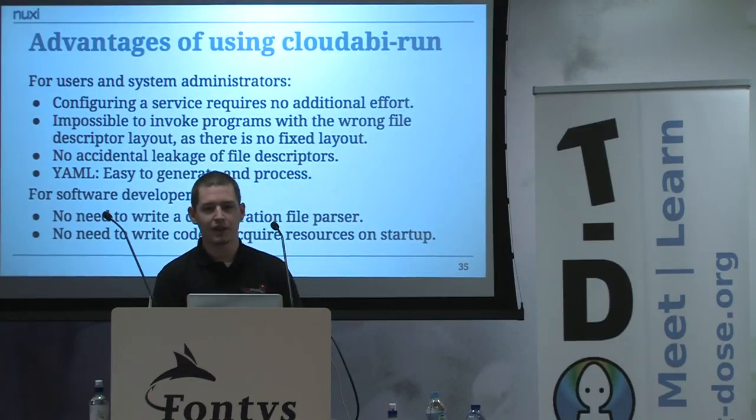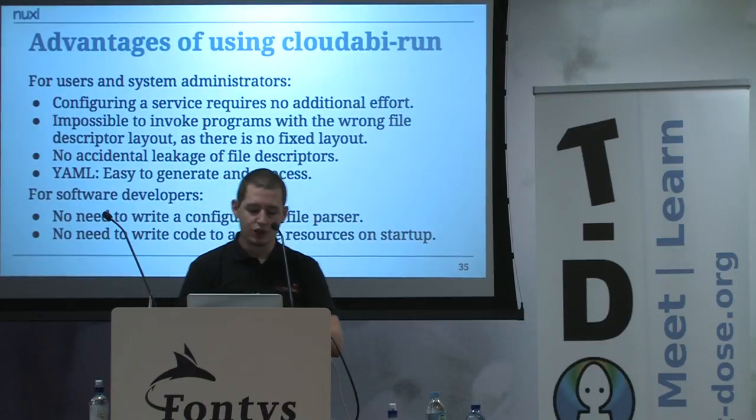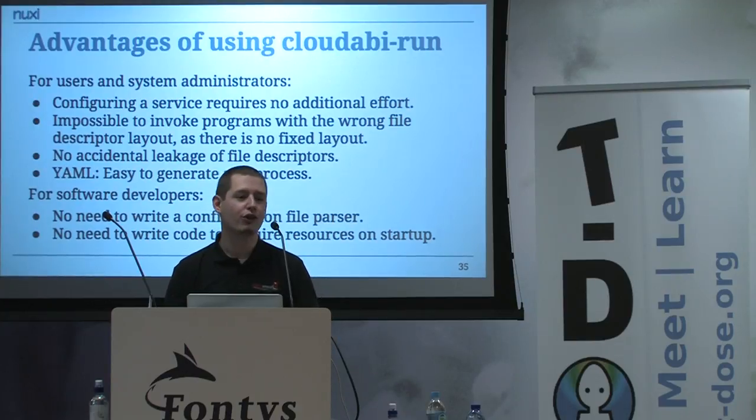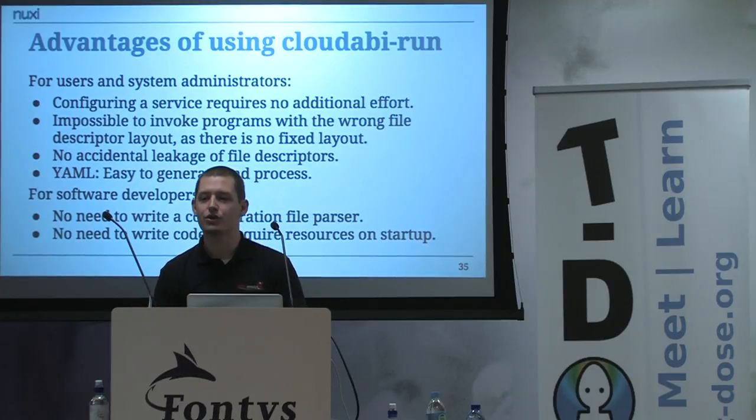can use. So there's no need to make sure you get all of this shell escaping correct, which you typically have if you try to invoke a program from the shell using a lot of command line arguments. You can just smack it into YAML and then pass it on to CloudABI run. And also, from a software developer's point of view, there's no more need to write a configuration file parser. If your program already uses YAML as a configuration file, it's just a matter of adding a couple of attributes that use custom tags.